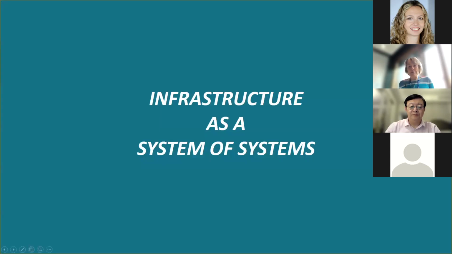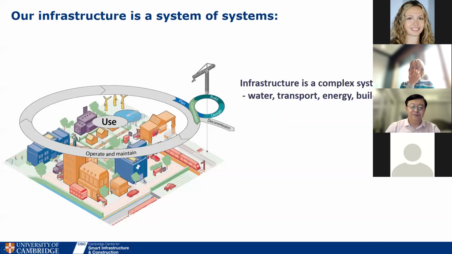So that's why infrastructure is important. The other thing to understand about infrastructure is that it's pretty complex stuff. It is what I like to call a system of systems. So our infrastructure has evolved over the last couple of hundred years, certainly in the UK, where I'm speaking from. And it is this complex interweaved system of systems of water, transport, energy, buildings, ICT, and they all depend on each other and interact with each other.